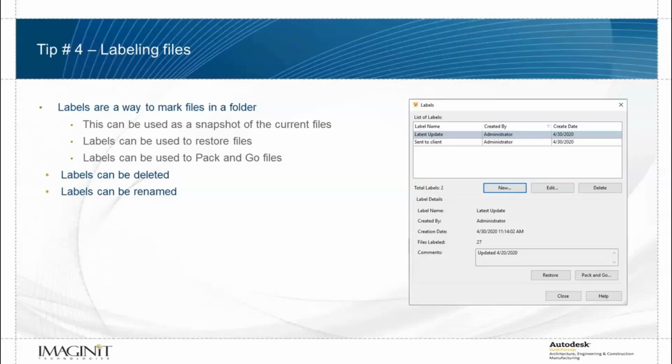Labels are a little different than some other things that we see. They don't really show up anywhere else. You won't see these in a property. They're not a property of Vault. They don't get tagged to the file. I can't look at a file and see what label it has, but I can use it to snapshot a folder. So again, I'm going to share my screen.